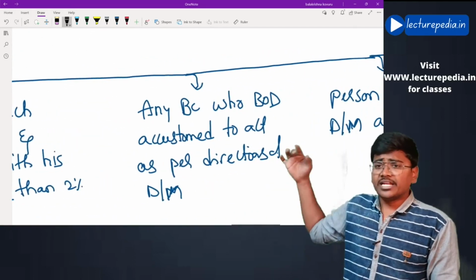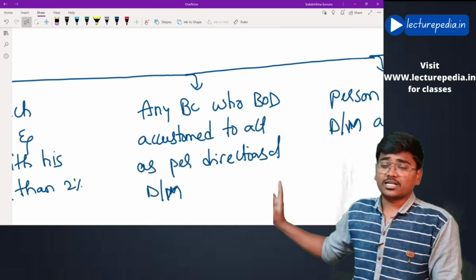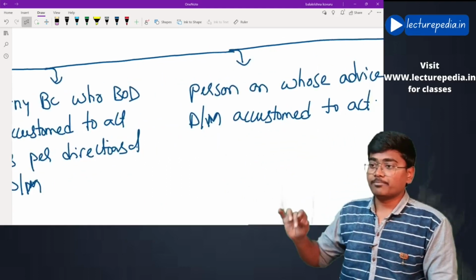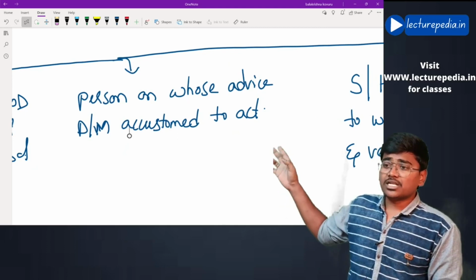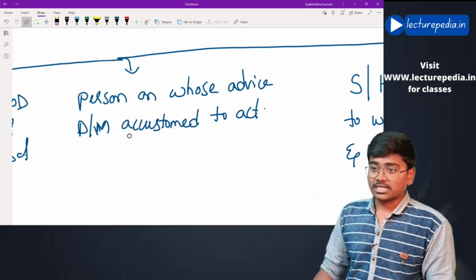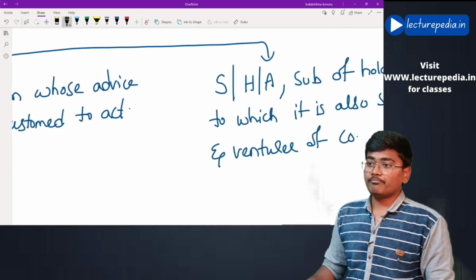Next, any body corporate whose board of directors accustomed to act as per the directions of director or manager. Even in that case, such body corporate would be related party of the company. Next, person on whose advice director or manager is accustomed to act. In that case, such person would be related party of the company.